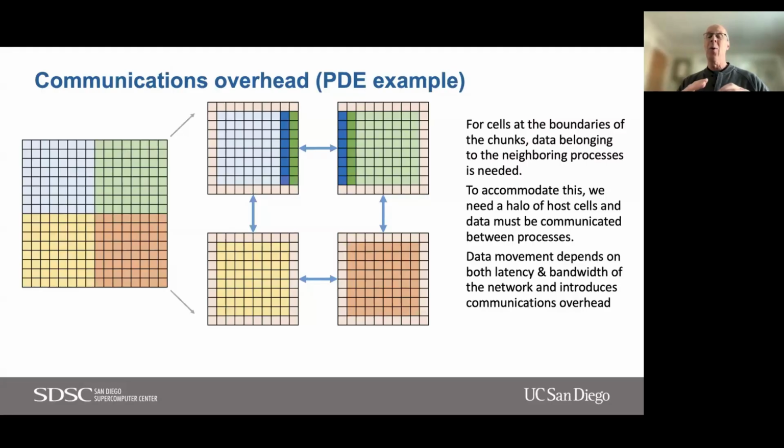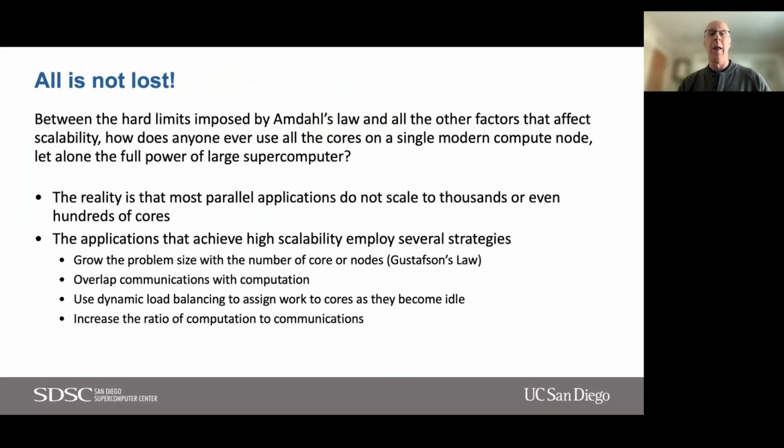So to do this, we're going to have to add a halo of ghost cells, and data must be communicated between the processes. Again, this is something you don't need to worry about as the end user. The application developer would have done that. So now we're going to have some overhead due to this communication between the processes.